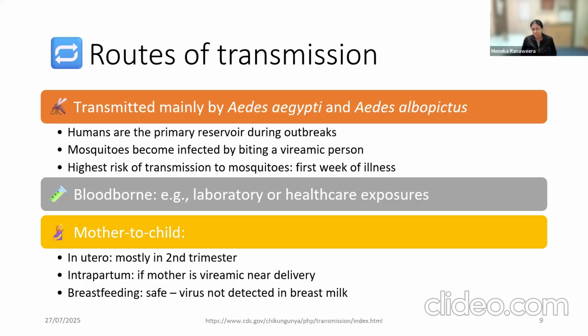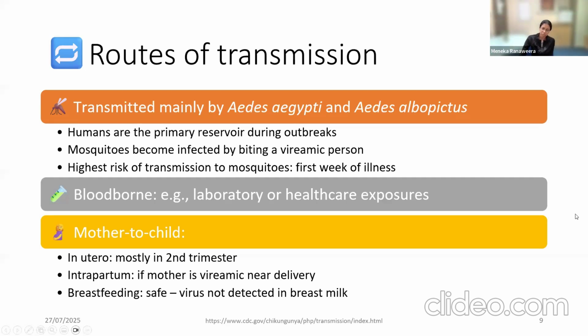Other routes that we need to consider include bloodborne. There have been reports of laboratory and healthcare exposures. However, there haven't been any reported cases from organ transplant or blood transfusions, although that is a theoretical possibility. Because I suppose chikungunya seems to be a very symptomatic condition, so if you're that unwell, you're hardly likely to be going and donating blood.